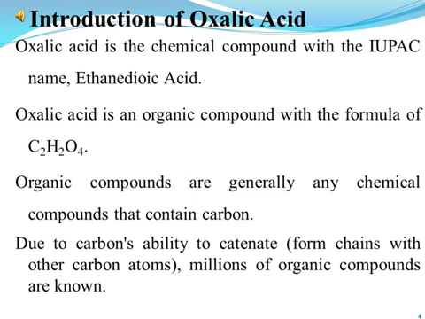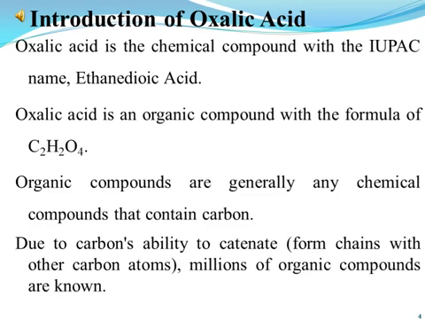Introduction of oxalic acid. Oxalic acid is the chemical compound with the IUPAC name ethane dioic acid. Oxalic acid is an organic compound with the formula of C2H2O4. Organic compounds are generally any chemical compounds that contain carbon.